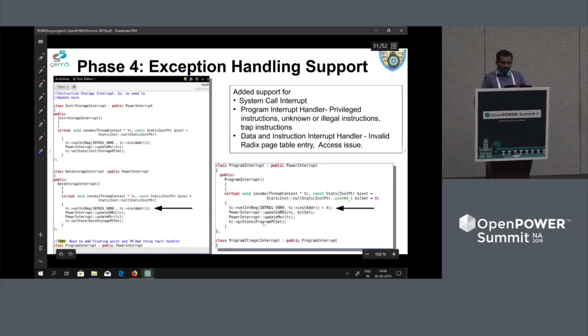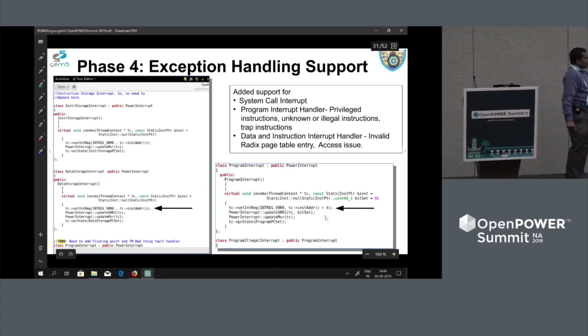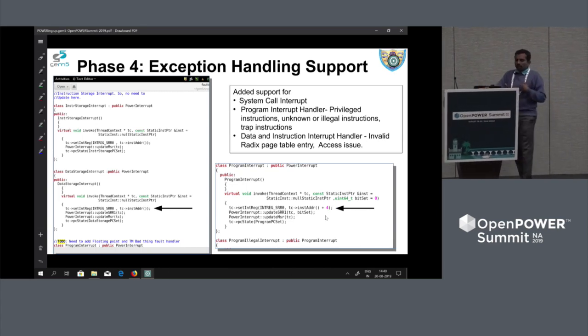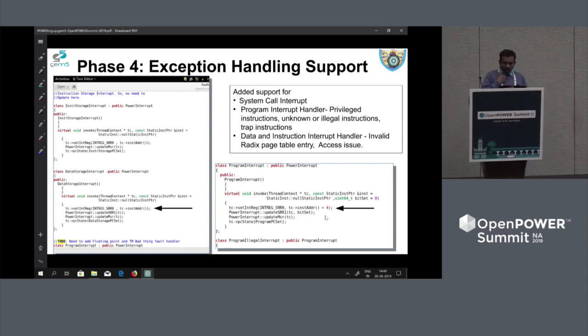So that's why this is instruction address +4 on the right hand side, whereas in the data storage interrupt the fault or the interrupt has occurred while the instruction is being executed, so the same instruction has to be repeated. So those are the things we put in.